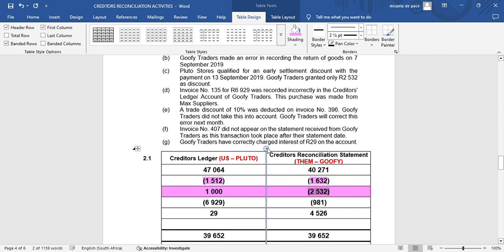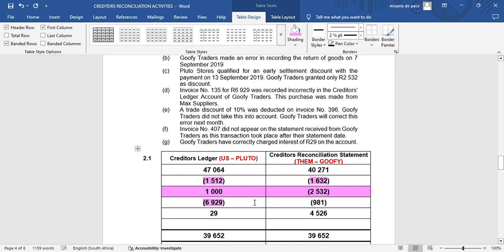The next one. Invoice number 135 for 6929 was recorded incorrectly in the creditors ledger account of Goofy Traders. This purchase was made from another supplier. So we recorded that we had bought goods from Goofy, but we didn't. We bought from someone else. So to fix that amount that is owed, we need to subtract it from this particular creditor's account. We didn't buy anything from them, so we're going to minus it.